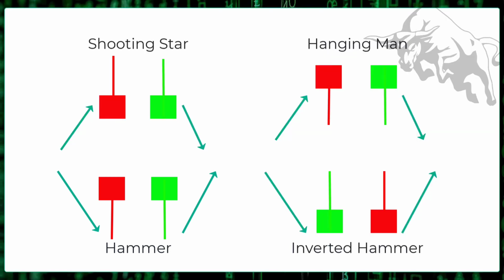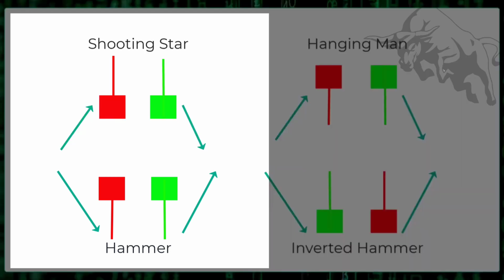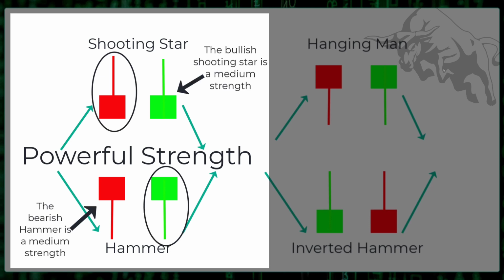I have rated the strength of both the shooting star and the hammer as powerful, which means I will not demand a second supporting technical factor in order to trade based on them, as long as the direction of my trade is with the direction of the general trend on the higher time frames. And of course, if I find other strong supporting technical factors, I will increase the size of my trade position.